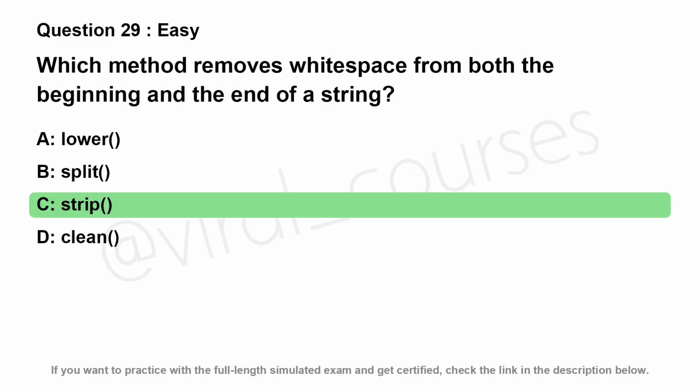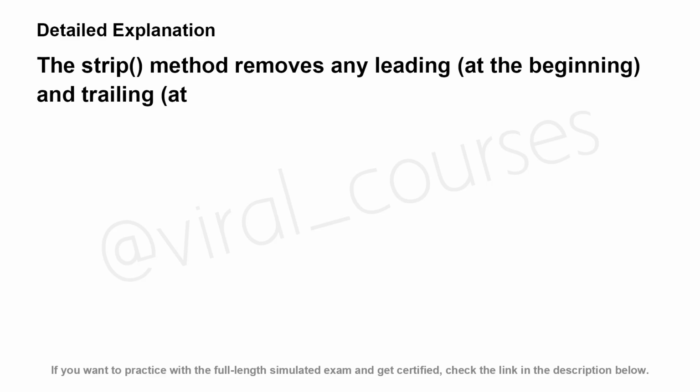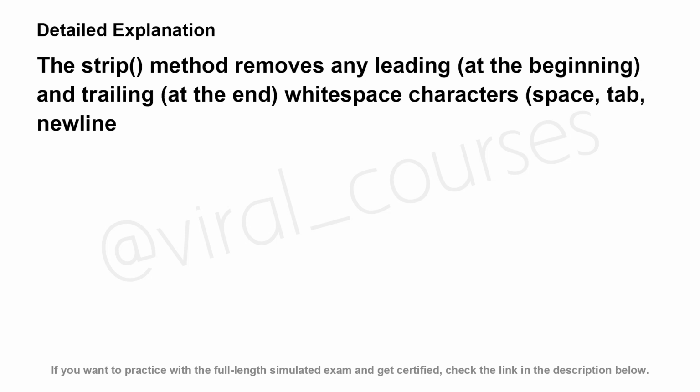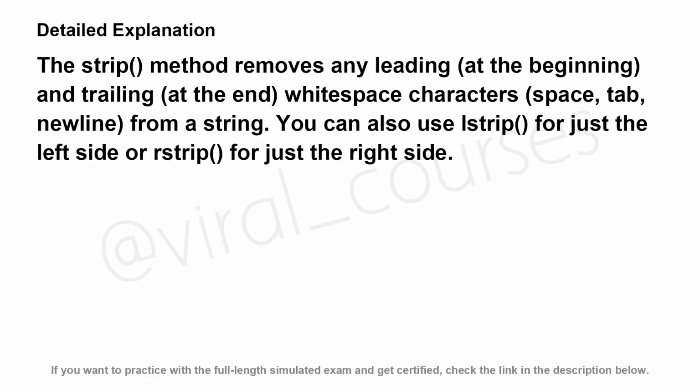The correct answer is C. The strip method removes any leading, at the beginning, and trailing, at the end, whitespace characters, space, tab, newline, from a string. You can also use lstrip for just the left side or rstrip for just the right side.